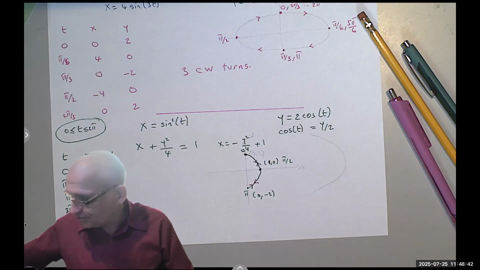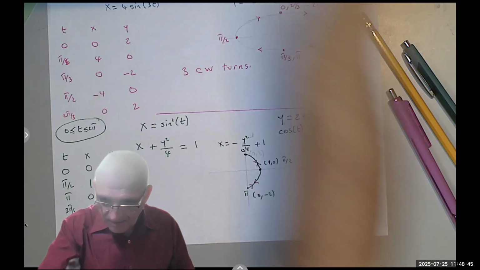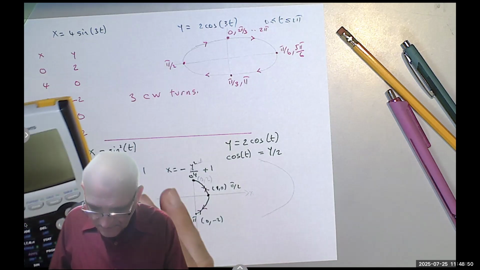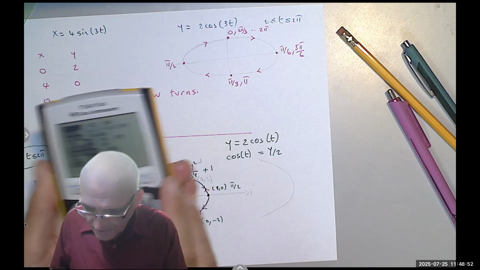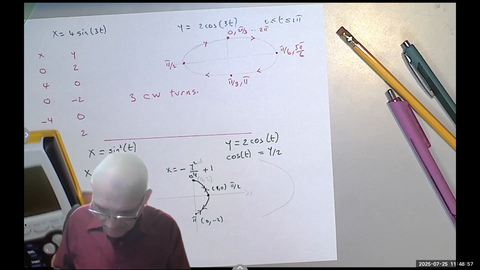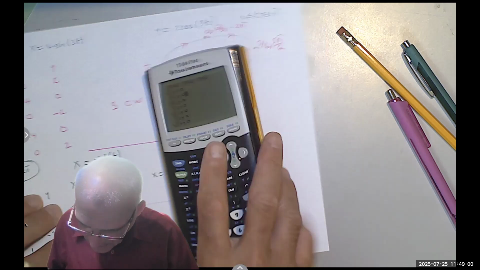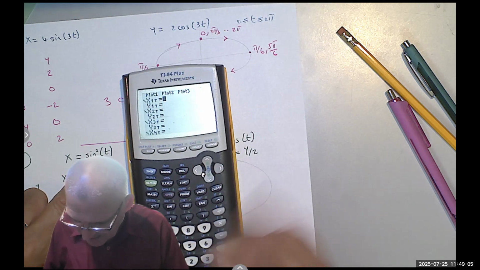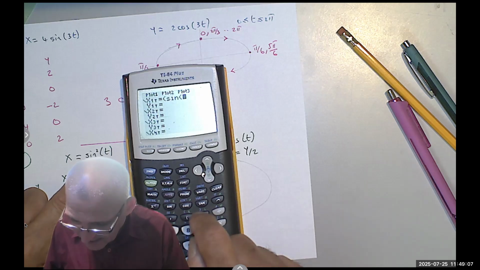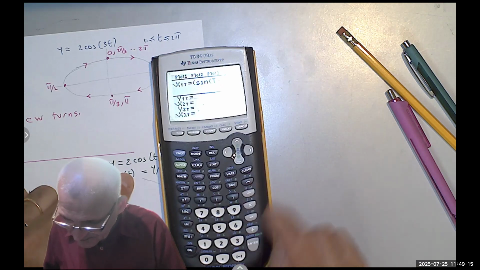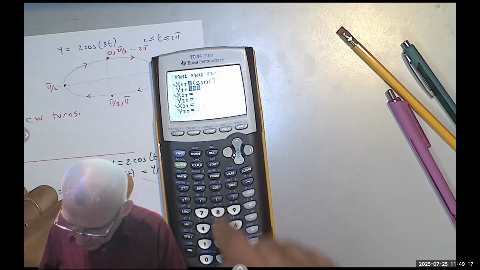Oh, I told you we are going to plot that. Well, here is the calculator. Let me see the mode. Make that radian. So let's go and write the equation. So x is sine square t; there is a way. I'm going to write sine of t and then square the whole thing. And y is 2 cosine t.